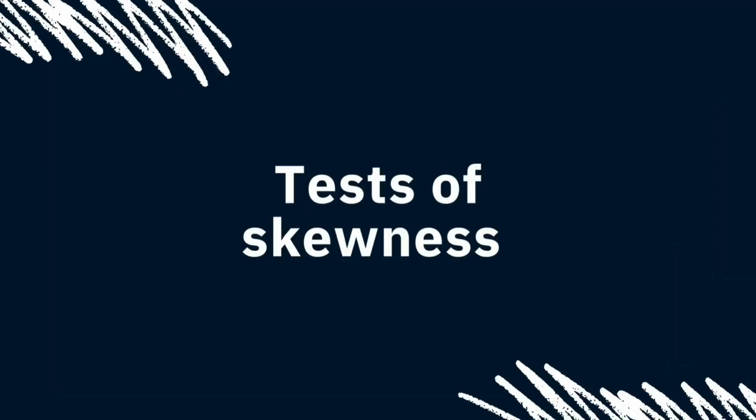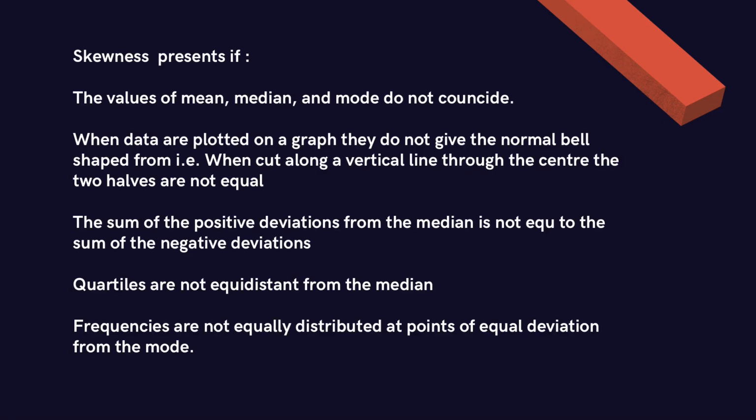And now we will talk about the tests of skewness. Skewness is present if the values of mean, median, and mode do not coincide. Second, when data are plotted on a graph, they do not give the normal bell-shaped form, that is, when cut along a vertical line at the center, the two halves are not equal.